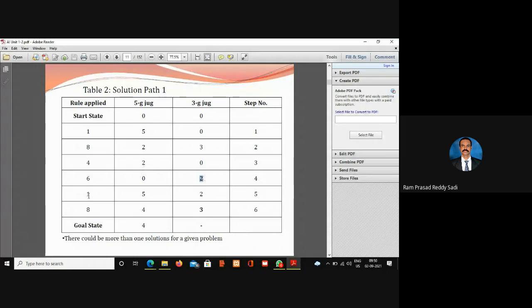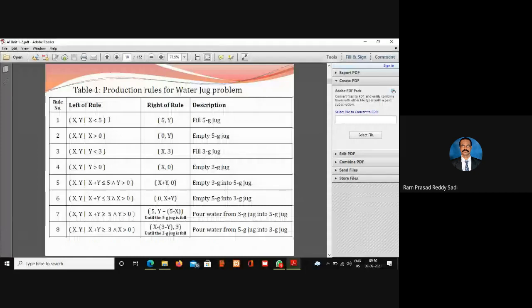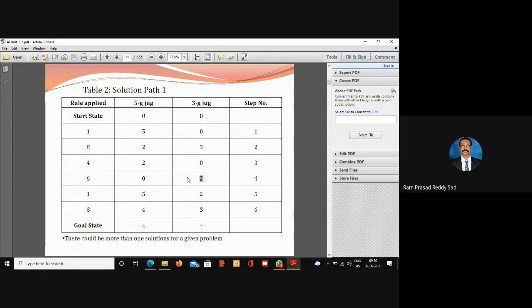Next step, again rule number 1 is being applied. What does rule number 1 tell you? You have to fill the 5-gallon jug. Yes, I am filling the 5-gallon jug. Now the water available in both the jugs is: in the first jug you have 5, and in the second jug you have 2 gallons.